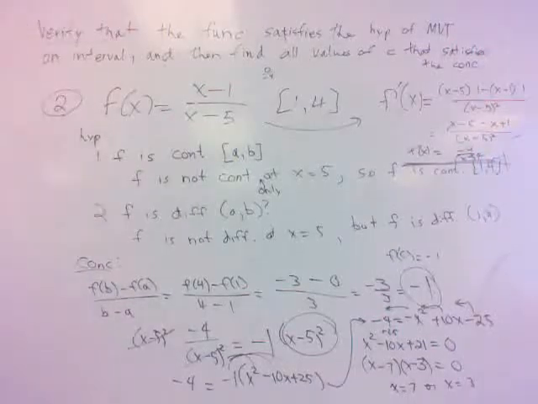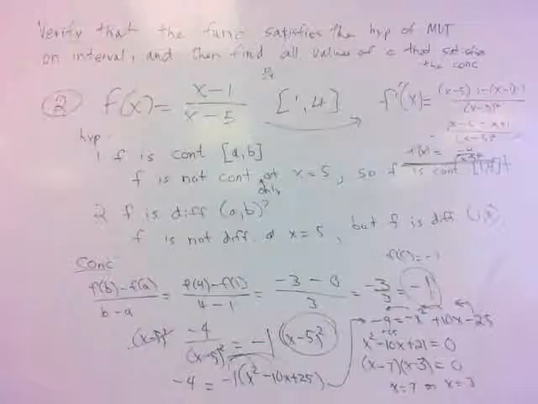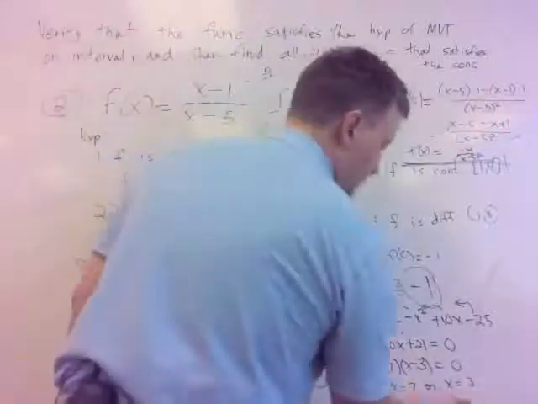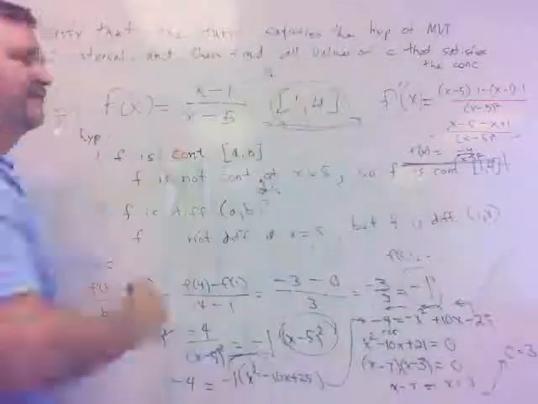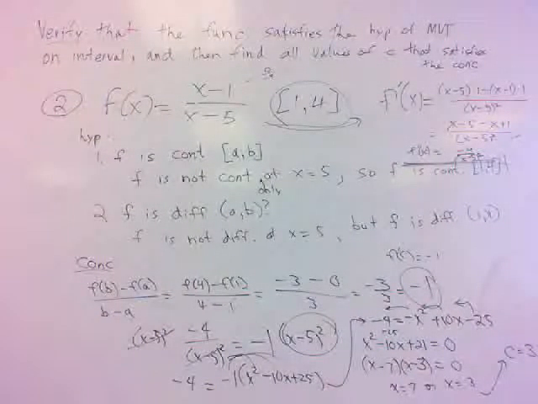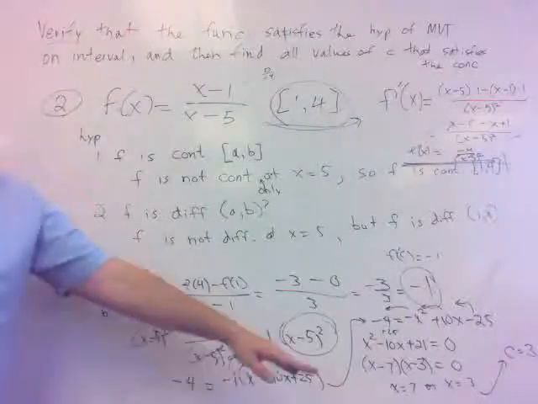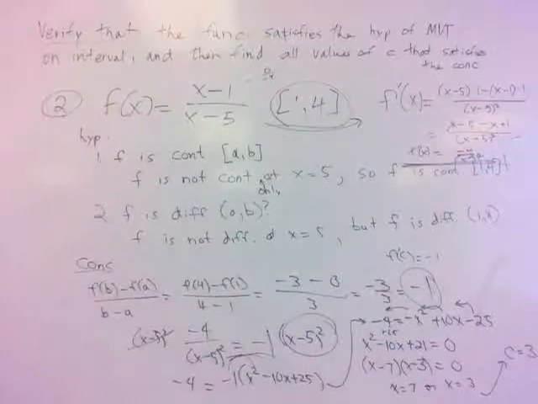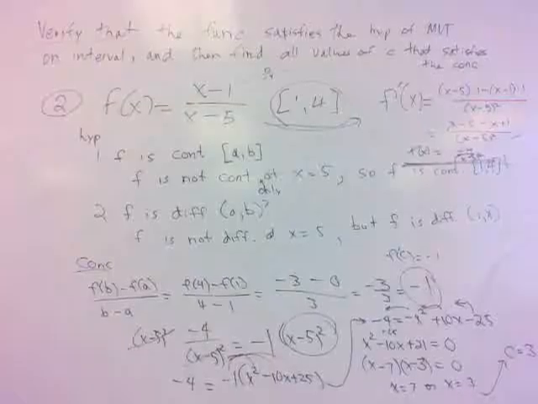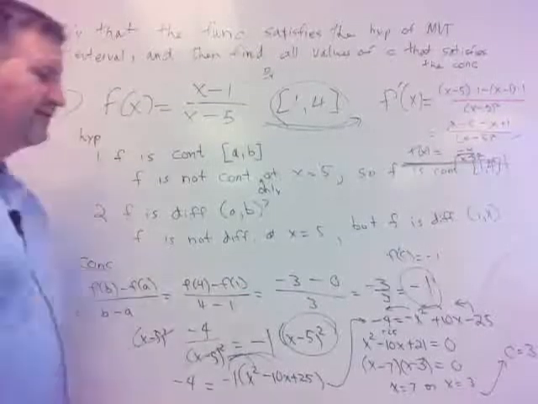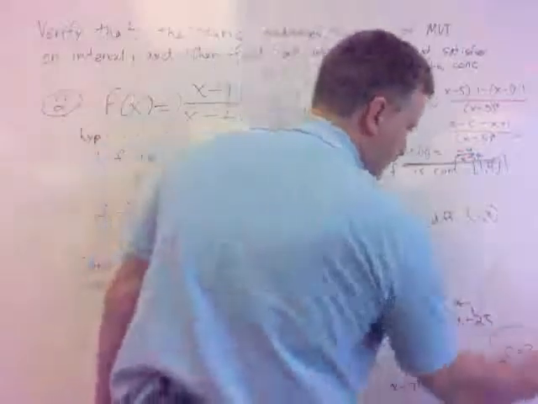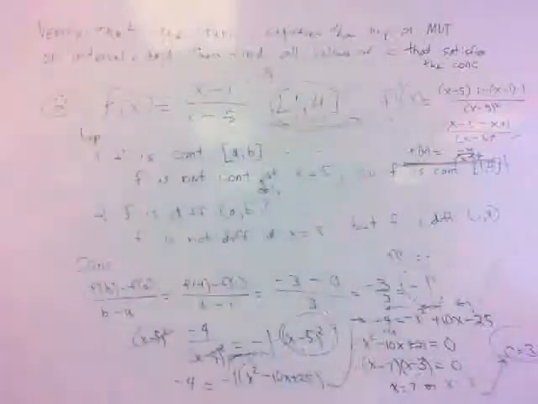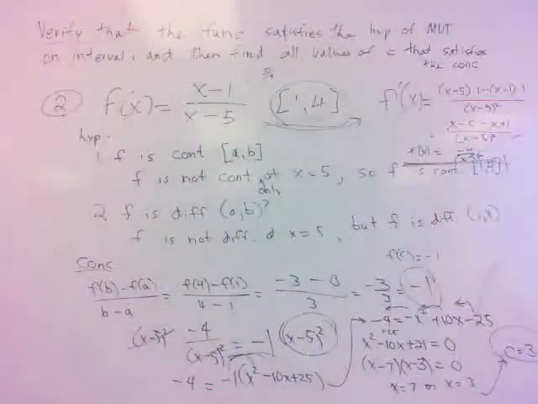Which one? Which one's my c? 3. Why 3? Because I want it in 1 to 4. If it had said 6 to 10, something like that, maybe. I don't know if that would have been the right one, but we'd have gone to 7. But yeah, this is the one we want. We want 3 because it's in the interval 1 to 4. Okay? c equals 3 would satisfy our conclusion.